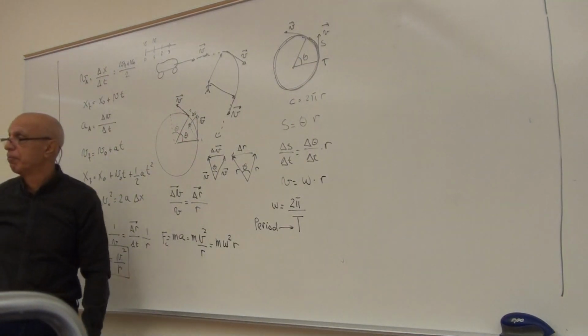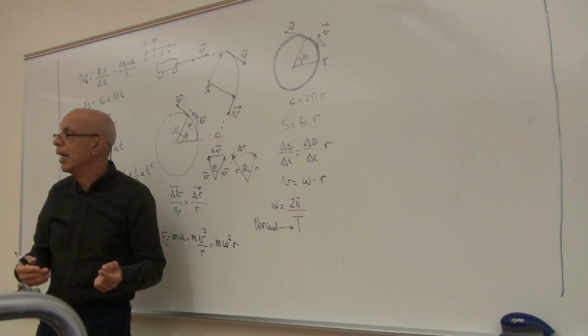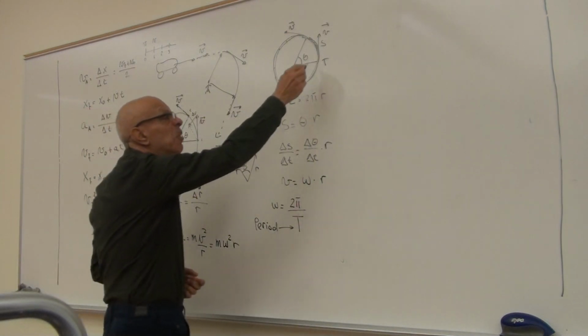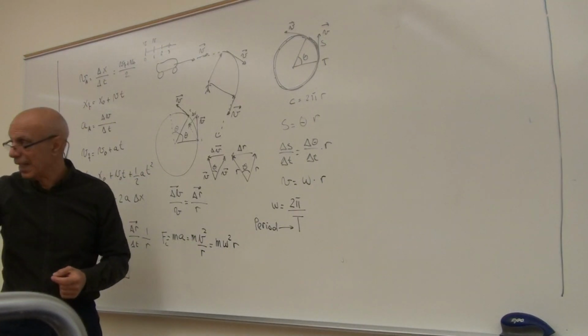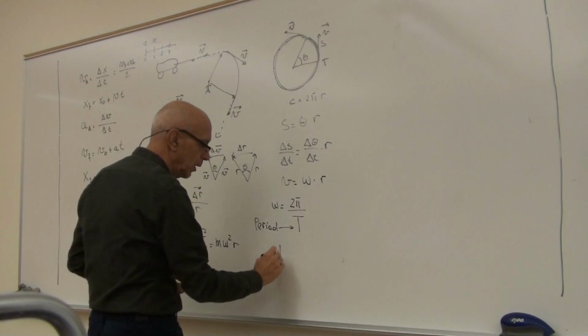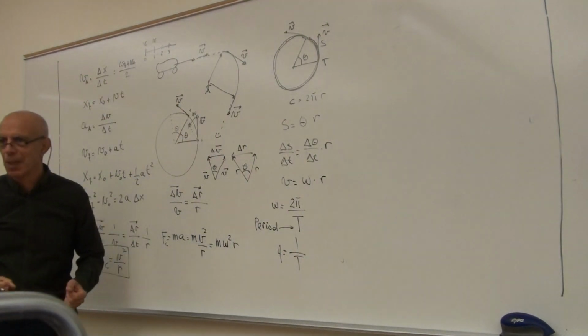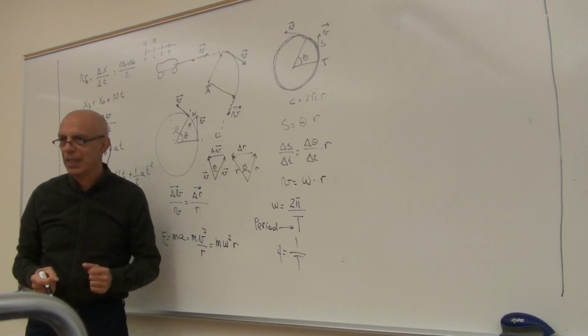Now, what is frequency? Frequency is how many cycles per second. If T is the period for one cycle, then the frequency, the number of cycles you complete, is going to be 1 over T. That's the frequency.